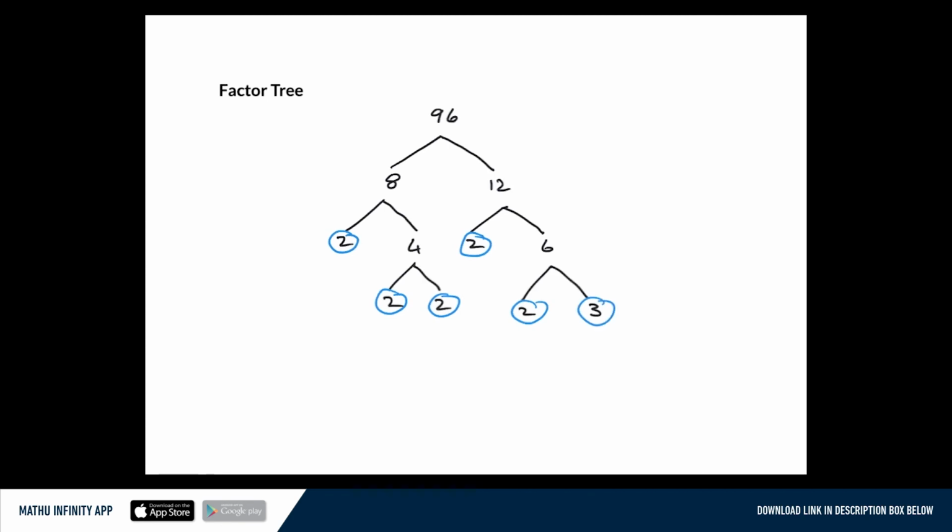So looking at that, I can see immediately that where all my branches end, that's 2 times 2 times 2 times 2 times 2 times 3, and I get 96. And as I did in the previous one, I can make that 2 to the power of 5 times 3 is 96. So I've got the same answer using two different methods. Once again, choose the method that you're more comfortable with. They're both nice methods to use.